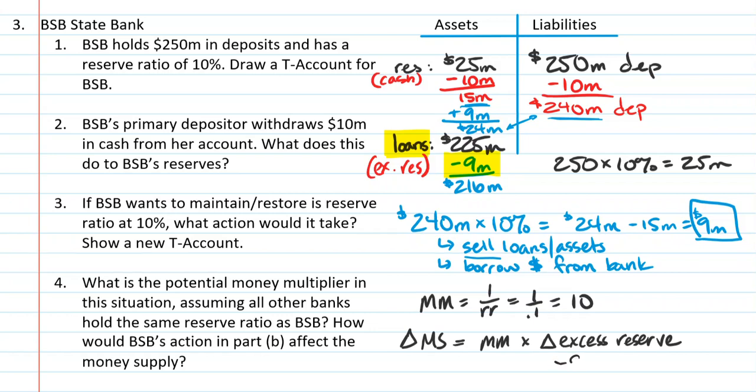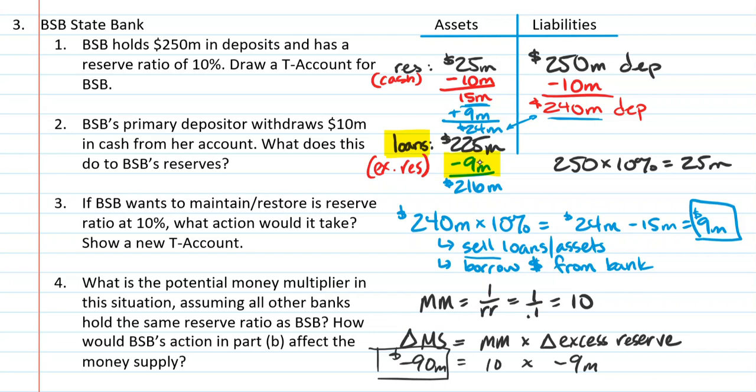So the reserves in this bank have technically decreased by $9 million. We can multiply that by our money multiplier of 10 and see that the change in the money supply would be negative $90 million. In other words, by taking money out of this bank, this depositor has removed this bank's ability to loan that money. And that has caused our money multiplier to work in reverse.